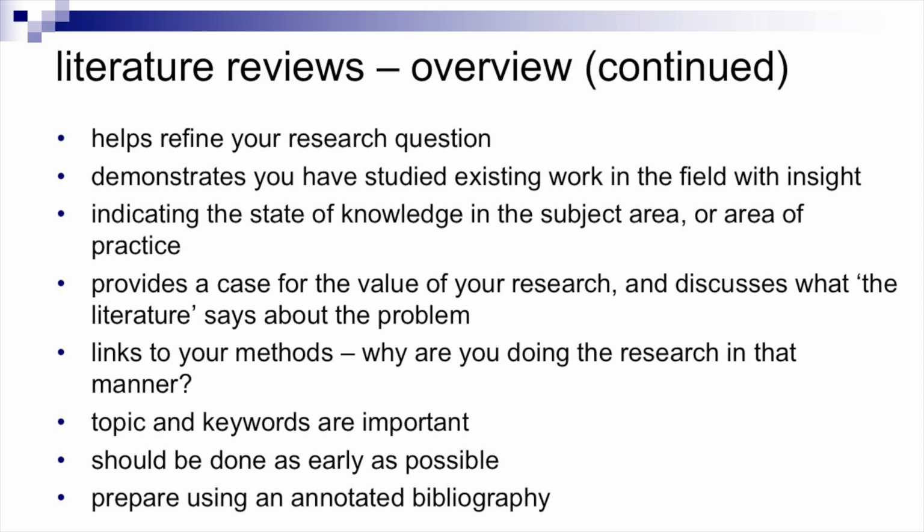The topic and keywords are obviously important because they're the things through which you identify the literature. So in terms of a process, step one of a literature review is what you've already been doing, and that is identifying the literature through Google Scholar, through library catalogues, through databases at the library, those sorts of things.